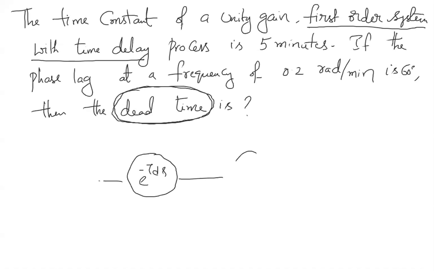What is a first order system? Kp by tau s plus 1. So this is the transfer function. Now the rest of all the values are given. Then you need to find out what is the dead time here.